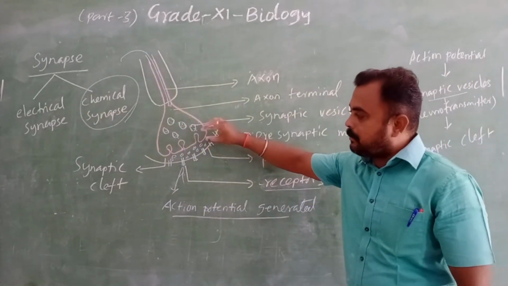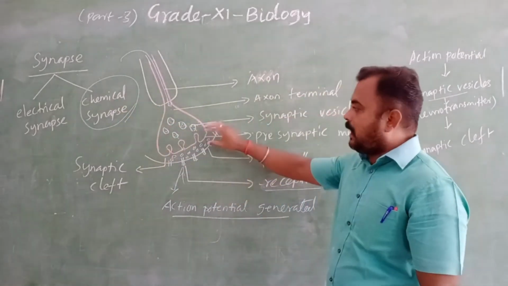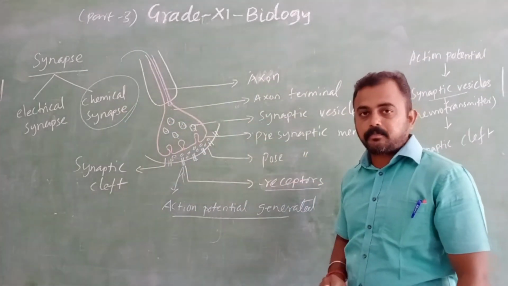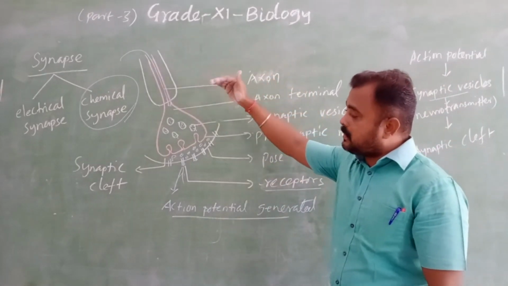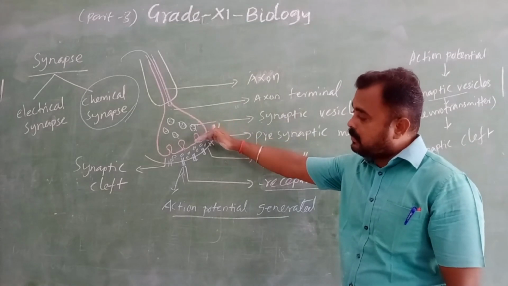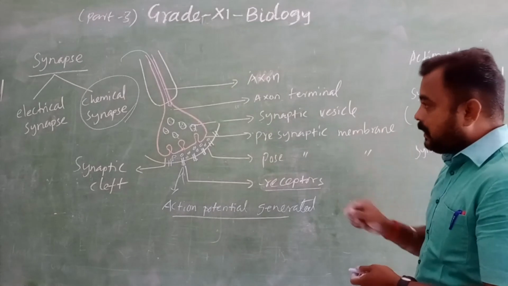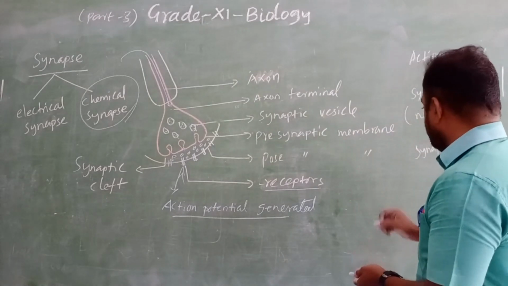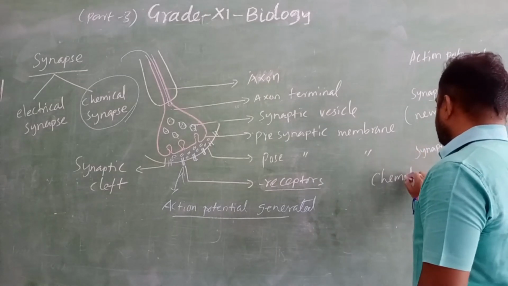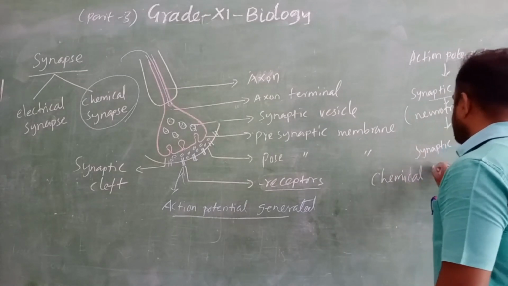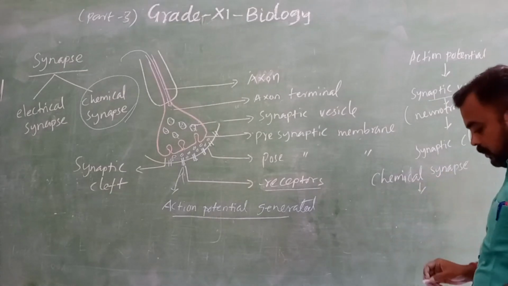Here we have some gap. But in the electrical synapse there is no gap. There are no chemical changes. In the chemical synapse, what has happened? The electrical impulse is converted into a chemical impulse. Then again it is converted into an electrical impulse.